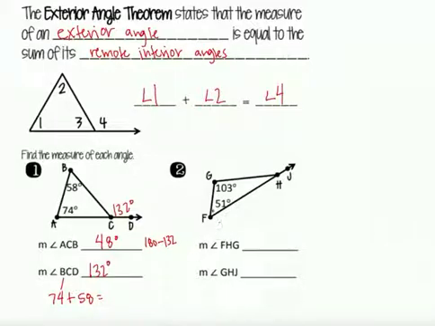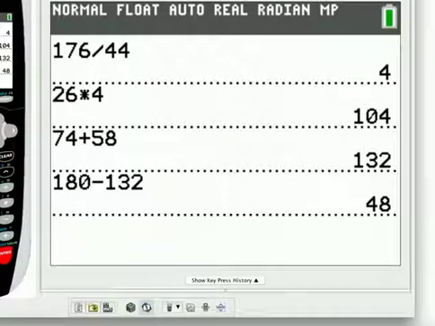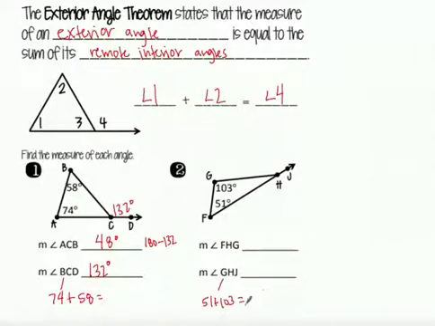On number 2, we want to find angle FHG, which is an interior angle, and angle GHJ, which is an exterior angle. Now notice that my exterior angle, I have the two remote interior angles, so the two interior angles that don't touch that exterior angle. So remember that through my exterior angle theorem, I can take those two remote interior angles and I can add them together, and it will equal that exterior angle. So I can say 51 plus 103, and that gives me 154.